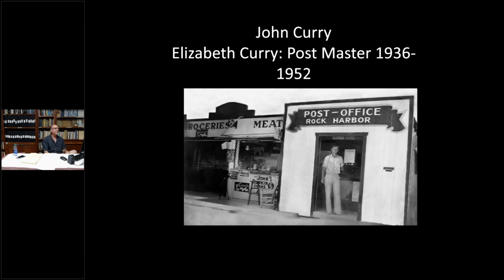Now here's another picture of the Rock Harbor post office, which has since moved. Right behind where it says Rock Harbor post office would be the Curry house built by John, who is standing there in the doorway. And if you look closely at that picture, you'll see that his left arm is half missing. He was born with only half an arm on that side, and was still the school bus driver.